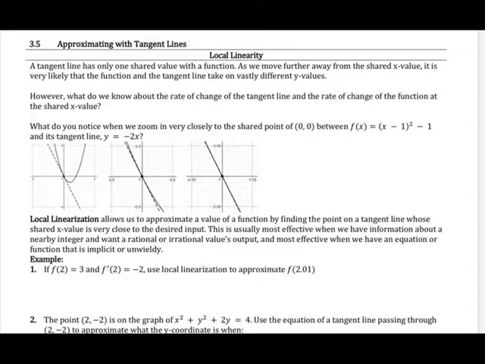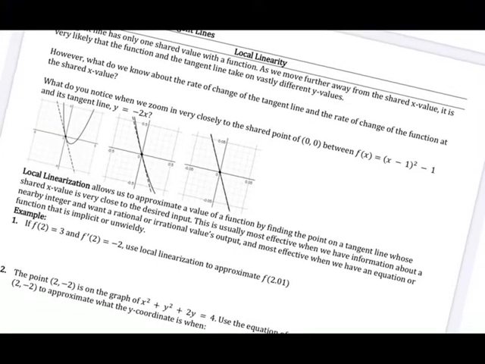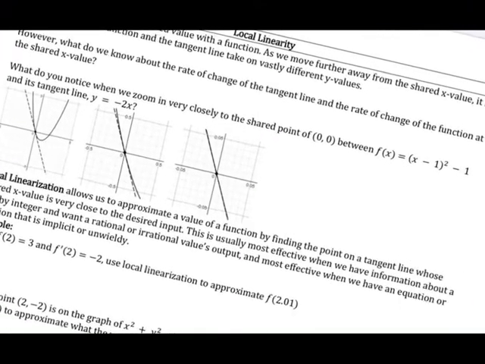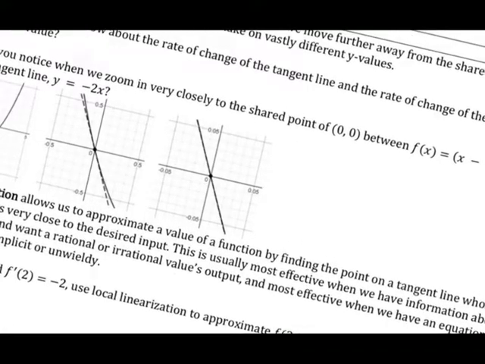3.5 is about approximating with tangent lines. So we're going to focus on the idea today of local linearity. And local, that idea of being really close to a particular value, and linearity, which is going to be about the idea of if I looked, let's see if I can move this picture without rotating it.